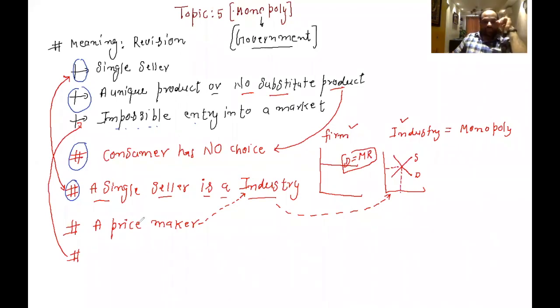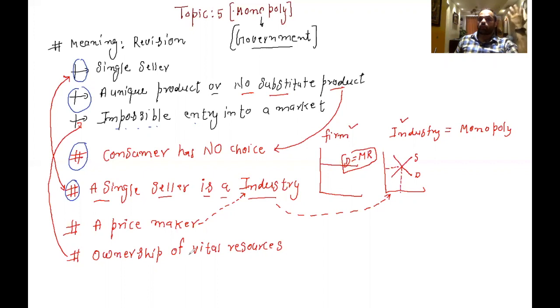First thing is ownership of vital resources, ownership of scarce resources. So any kinds of resources that come from nature, and you have ownership of them, such as mines. Especially mines are controlled by the government. Let's take the example of mines. If you have ownership of such mining industries, then you become a monopoly, right?